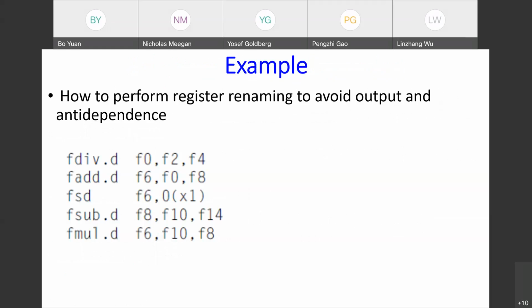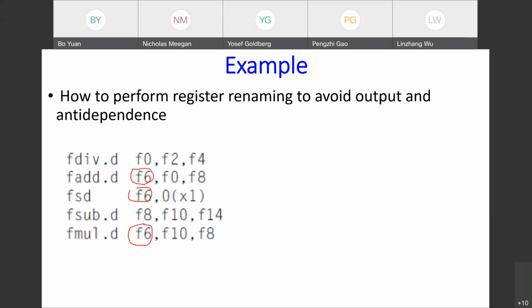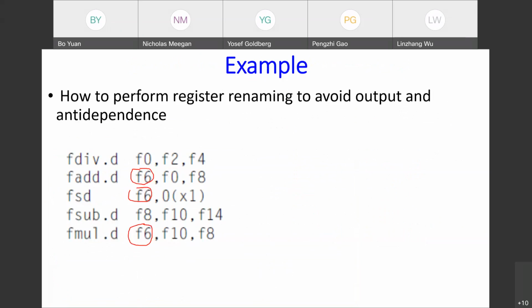So here we have five instructions. For example, the F6 in the second instruction, we need to write that. And for the F6 in the fifth instruction, we also need to write that. And for the F6 in the third instruction, we need to read that. This is a read.